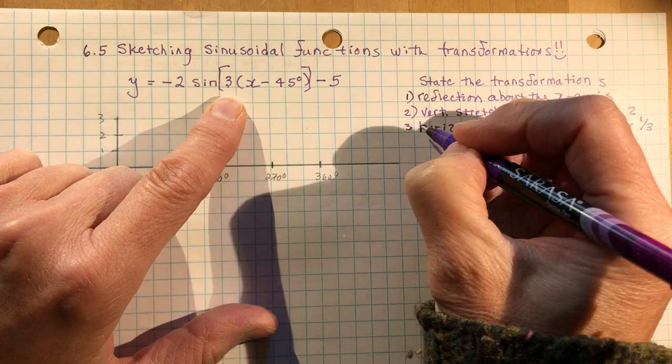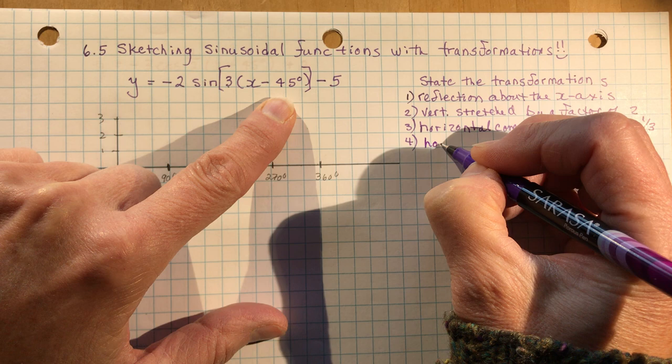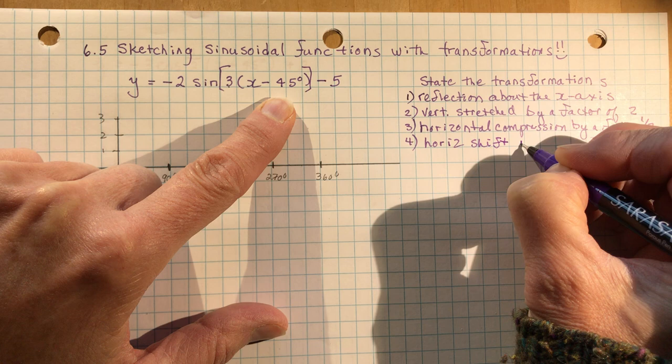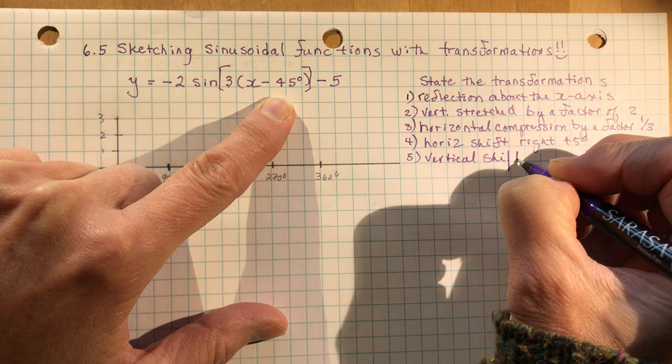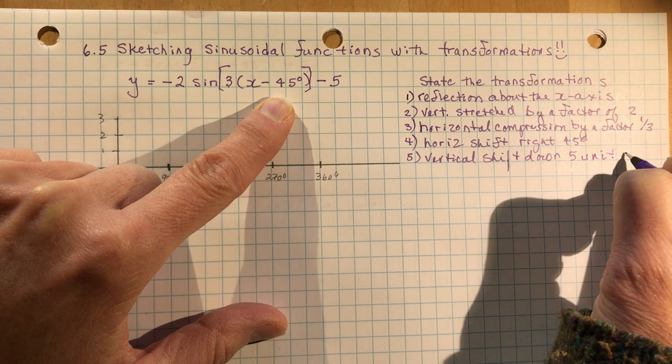Now the last two things are your shifts. So it's a horizontal shift, right 45 degrees, and finally a vertical shift down 5 units. Okay, so that's in the correct order.